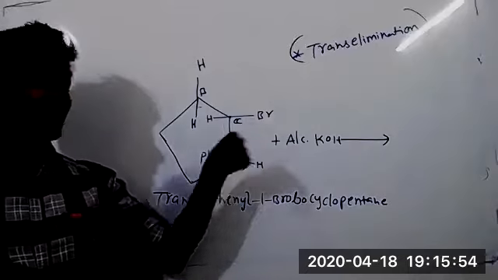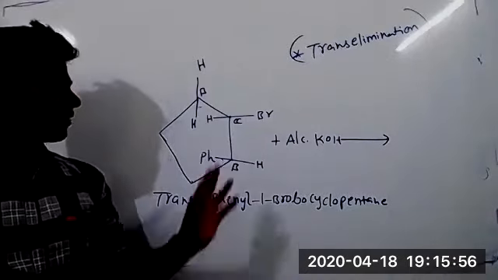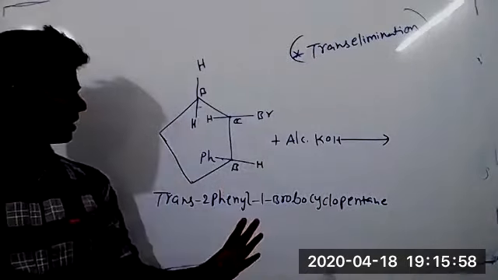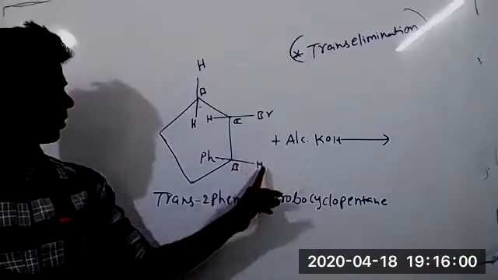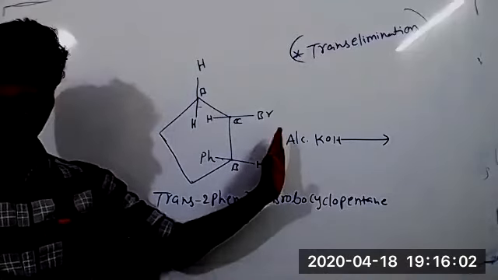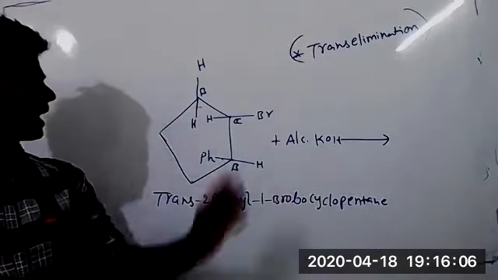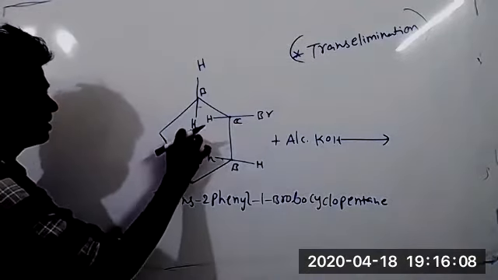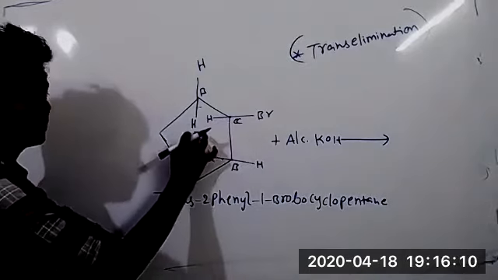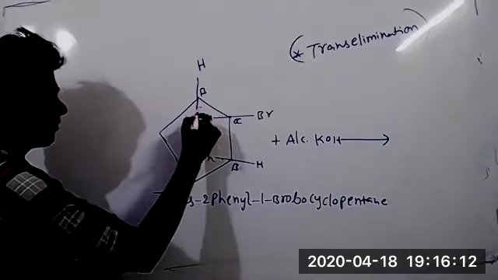From the alpha position the halogen, bromine, is lost. From the beta position a hydrogen must be lost. This hydrogen is cis to bromine. This bromine and hydrogen are on one side, so this is the cis position. So this hydrogen elimination does not take place. Only this hydrogen, which is trans. This hydrogen and this bromine are trans to each other. That is why the final product is formed.